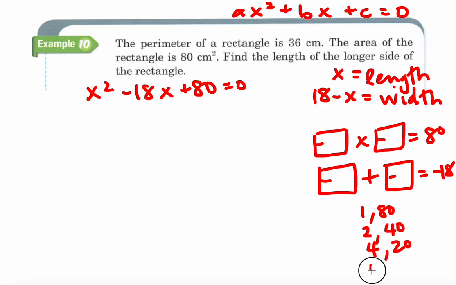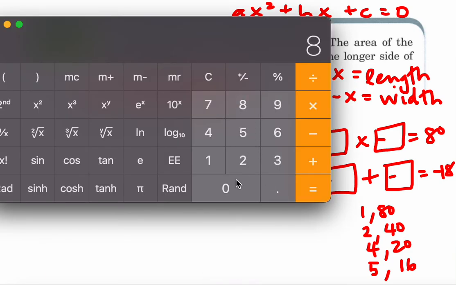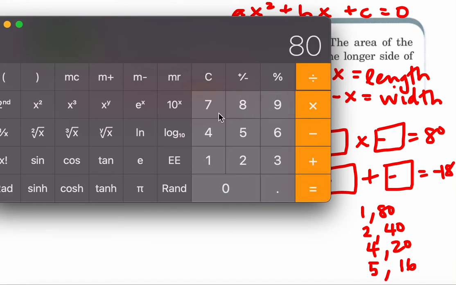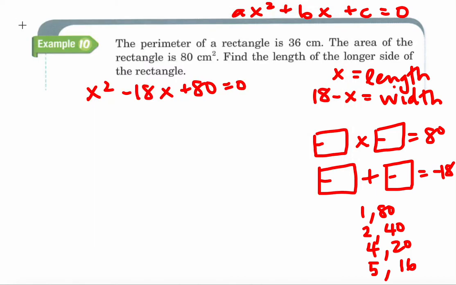Let's see, am I missing anything? 5 and 16? Is that right? 80 divided by 5? Yep. Let's see, what else? Did I miss anything? 80 divided by 3, I'm pretty sure it doesn't work. 80 divided by 6, pretty sure also doesn't work. 80 divided by 7 doesn't work. 80 divided by 8, oh yeah, 8 and 10. I think that's it then.